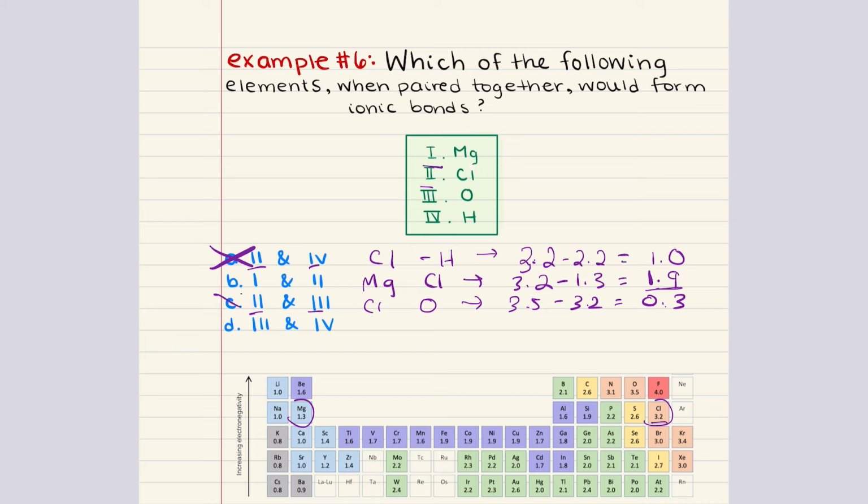So C is also not the correct answer. Answer choice D says element 3 and 4. Element 3 is oxygen, element 4 is hydrogen. If we take the difference in electronegativity, 3.5 minus 2.2, that gives us a difference of 1.3. This falls in the range of polar covalent bonding. And that's not the answer because we're looking for a pair of elements that would form ionic bonds. And that's going to be answer choice B for problem 6.